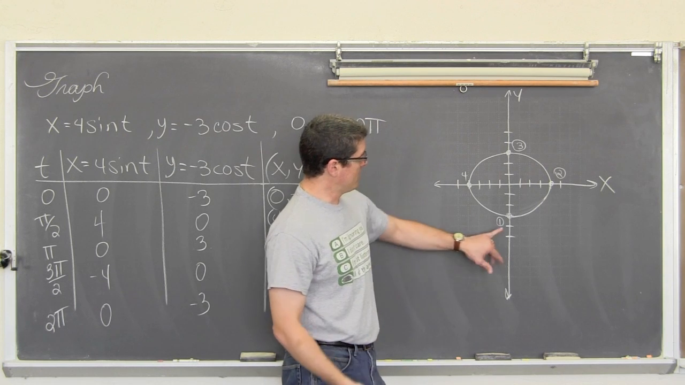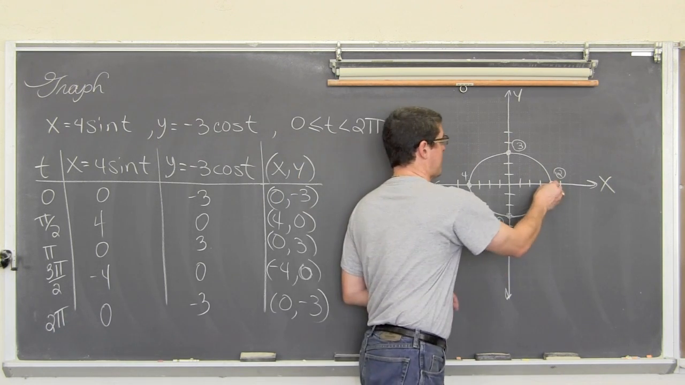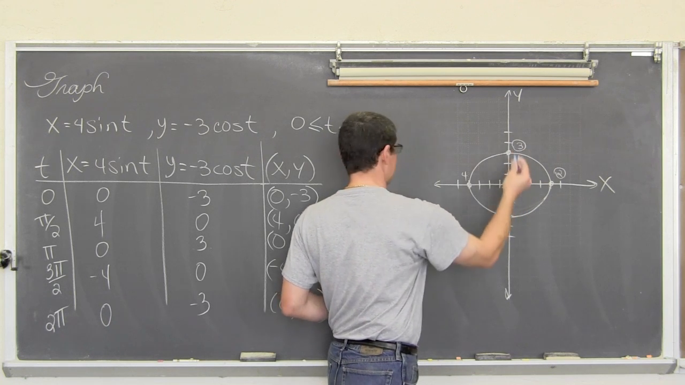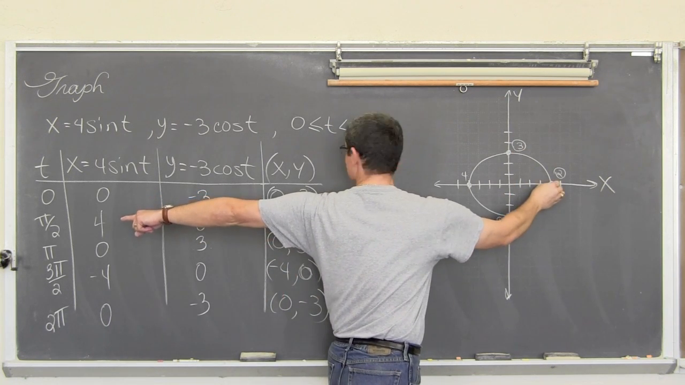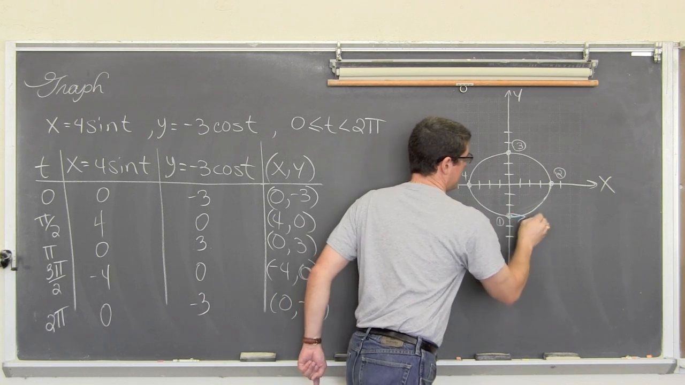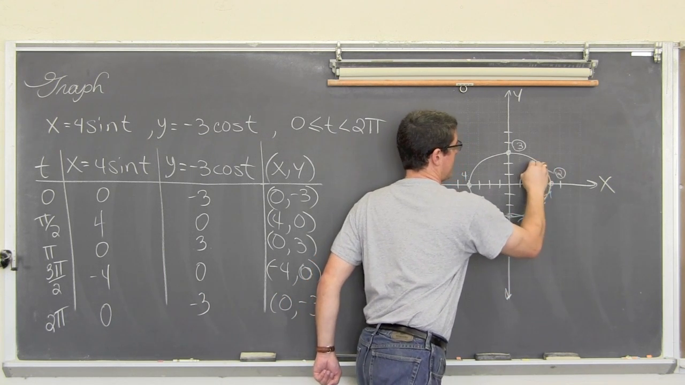Now as far as my arrows, this is my first point, this is my second, third, and fourth, so as t goes 0, pi over 2, pi, 3 pi over 2, and then 2 pi, this is my direction of rotation.